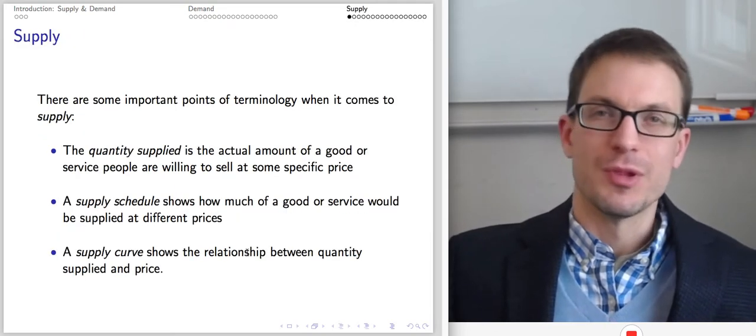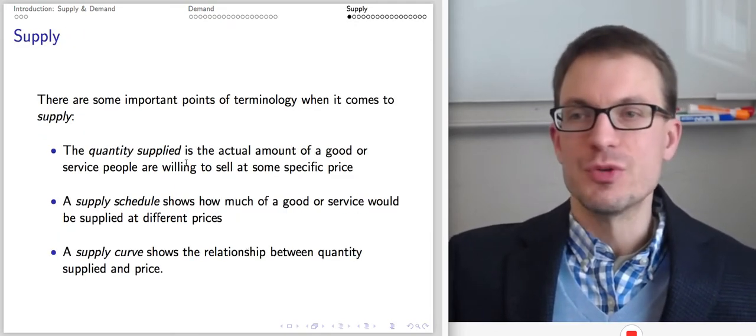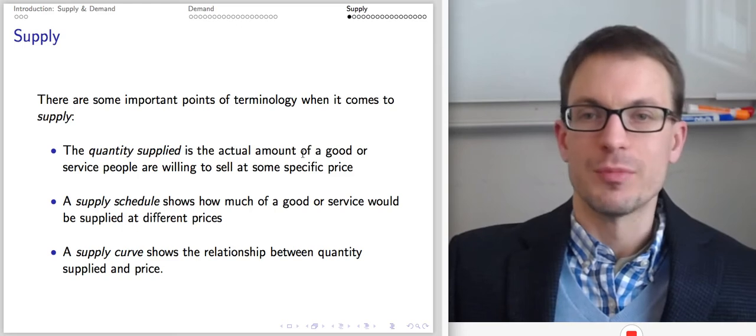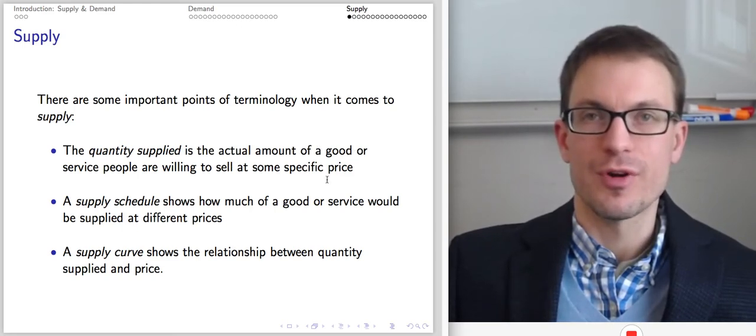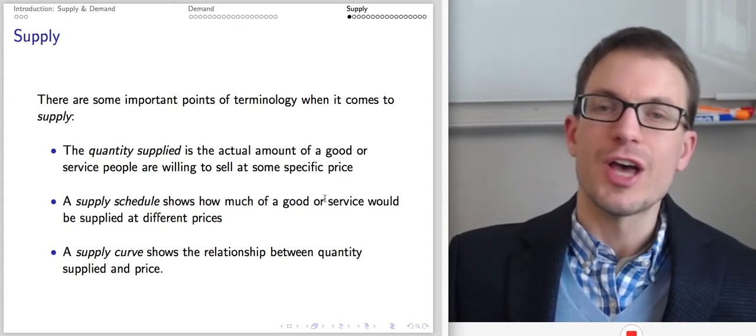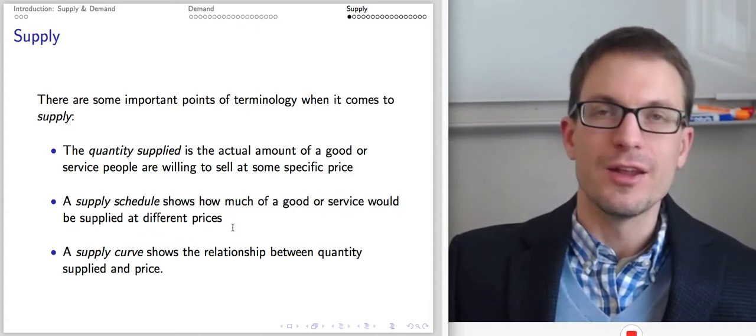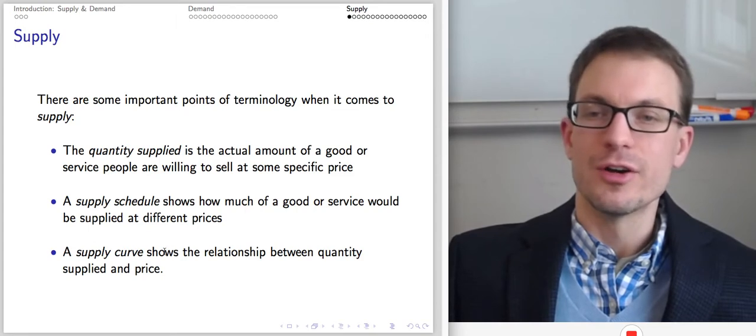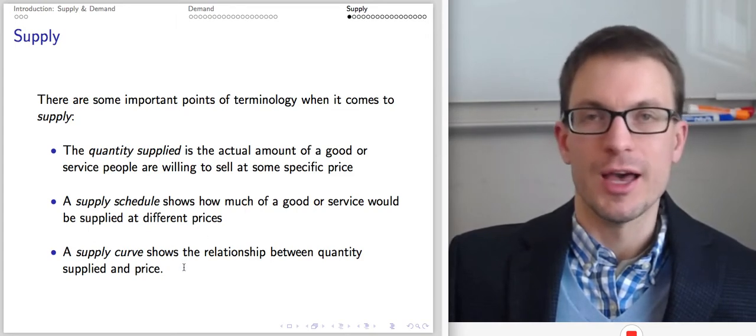Now let's talk about supply. So there's important terminology when it comes to supply. The quantity supplied is the actual amount of a good or service people are willing to sell at some given price. Supply schedule shows how much of a good or service would be supplied at different prices, and supply curve shows the relationship between quantity supplied and price.